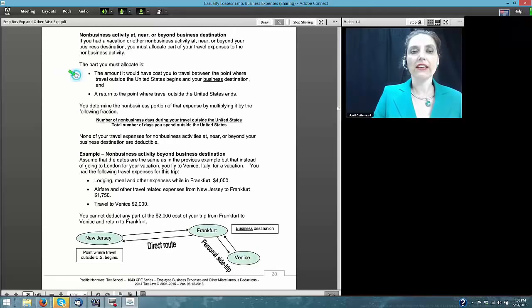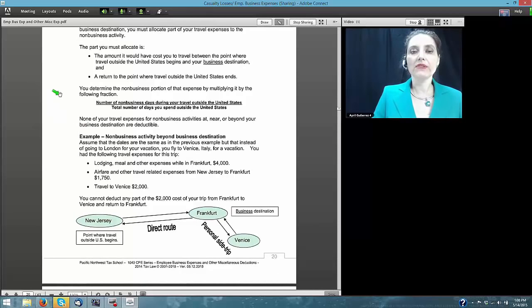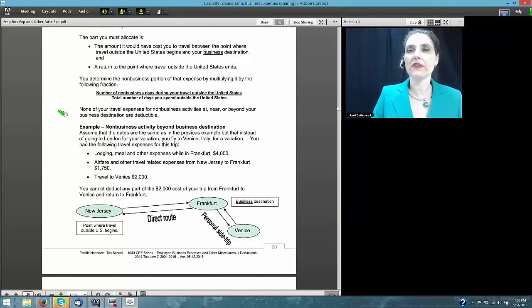The part you must allocate is the amount it would have cost you to travel between the point where travel outside of the United States begins and your business destination, and a return to the point where travel outside of the United States ends. You determine the non-business portion of that expense using that same fraction, the total number of non-business days outside of the United States divided by the total number of days outside of the United States. None of your travel expenses for the non-business activity at, near, or beyond the business destination is deductible.